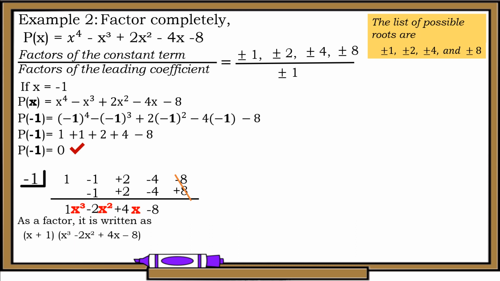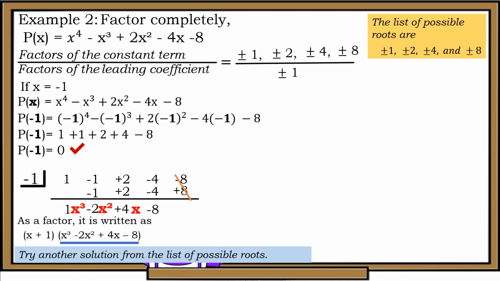Pag in-equate mo yan sa 0, magiging x plus 1 times yung result ngayon, x cubed minus 2x squared plus 4x minus 8. Now, we can still factor x cubed minus 2x squared plus 4x minus 8. Continue factoring until any of the factors cannot be factored. Repeat the process. So, let us try another solution from the list of possible roots. I-factor daw natin yung x cubed minus 2x squared plus 4x minus 8.